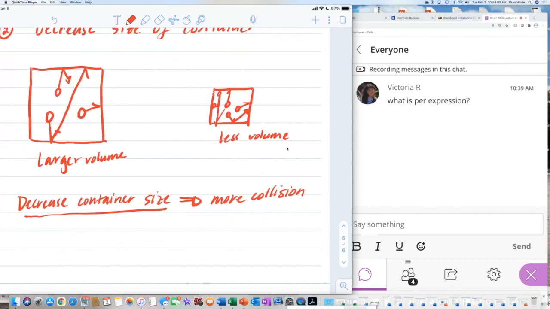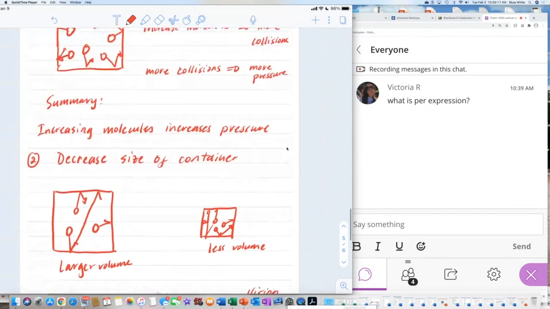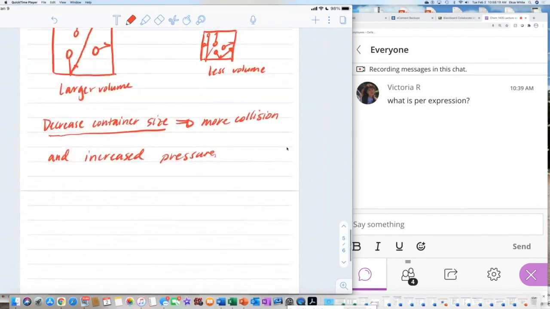Yeah. So more collisions. So if you decrease the size of the container, you have more collisions, and you have increased pressure. And then let's see, what else can I do? Oh, this time I'll do the last thing and I'll let you guys go. Decrease temperature. We discussed increasing temperature, now decrease temperature.